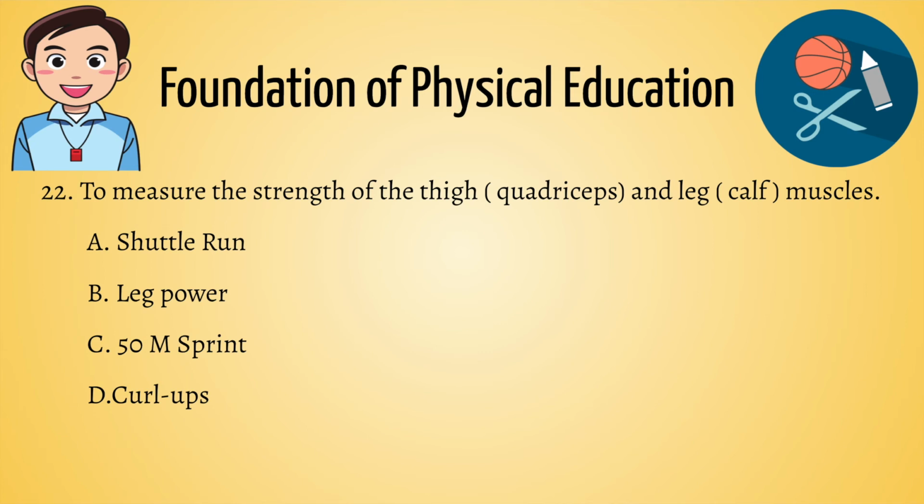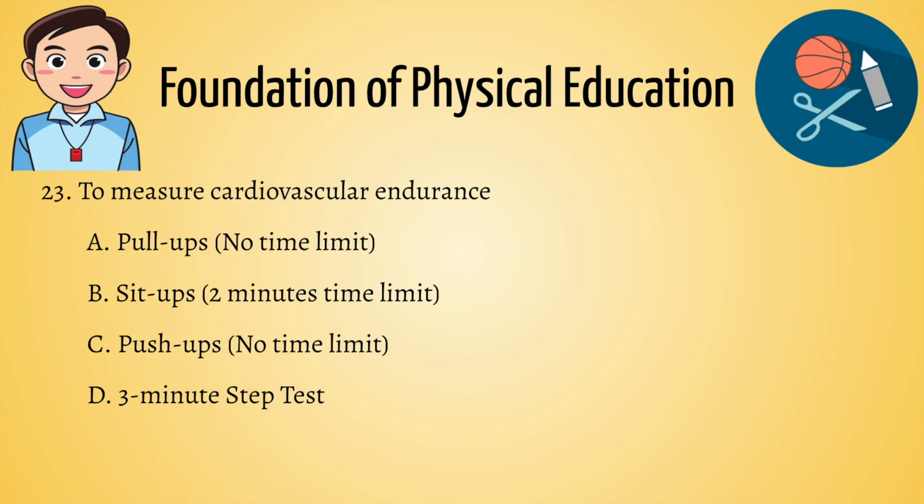To measure the strength of the thigh, quadricep, and the leg, calf muscles: A. Shuttle run. B. Leg power. C. 50-meter sprint. D. Curl-ups. Answer: B. Leg power.